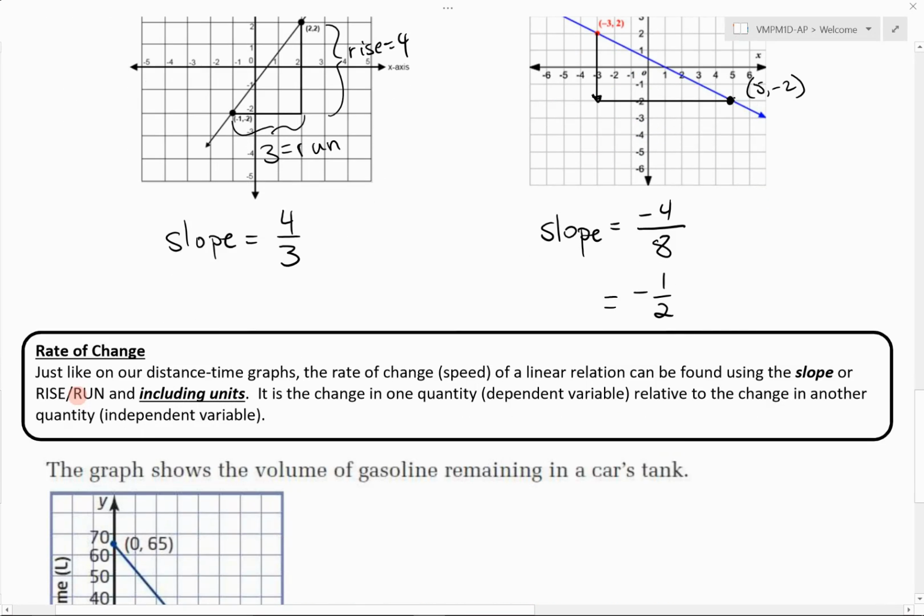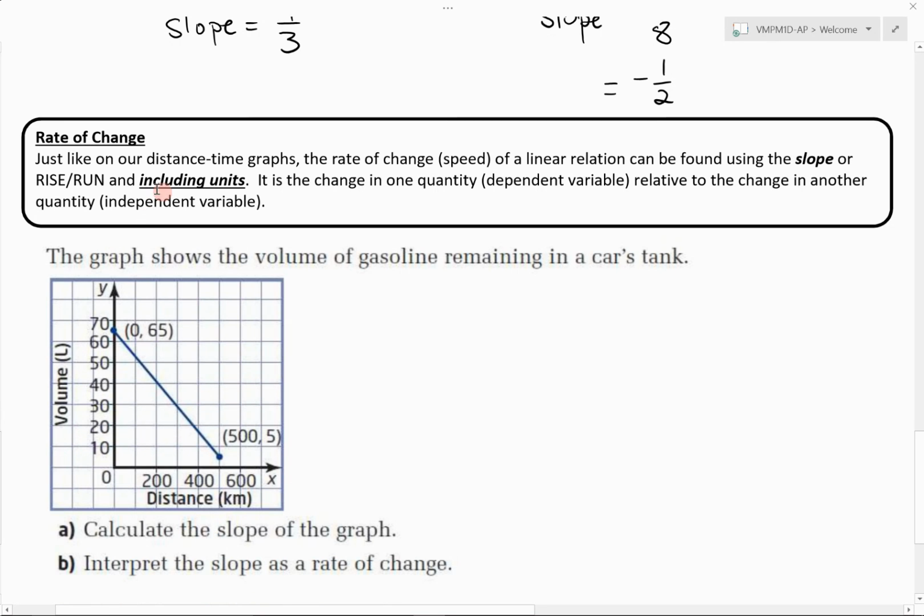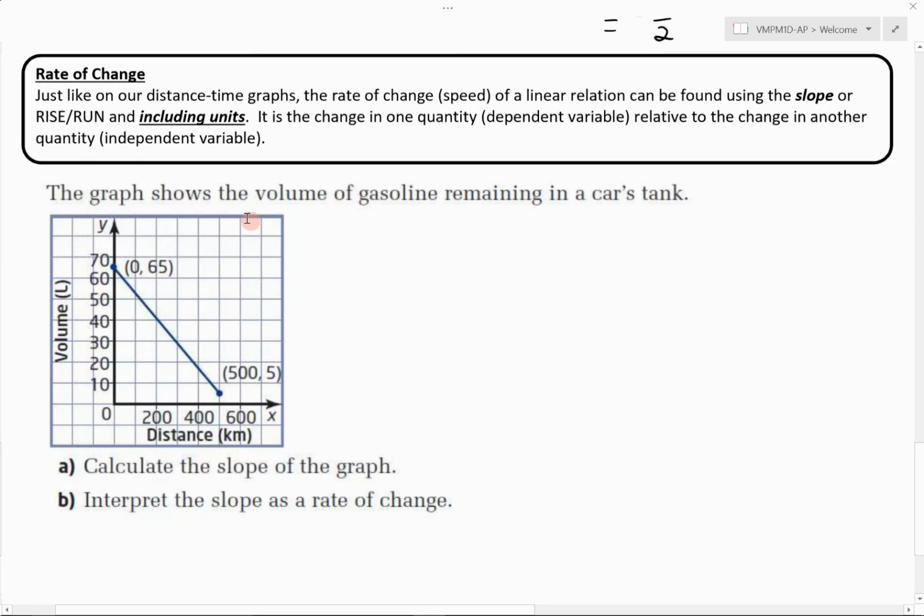So rate of change, just like our distance time graphs, the rate of change or the speed of a linear relation can be found using the slope or the rise over run, including units. It is the change in one quantity, dependent variable, relative to the change in another quantity, or independent variable.